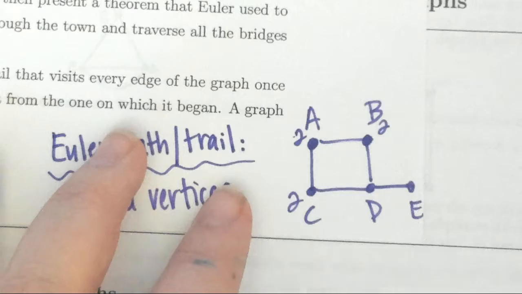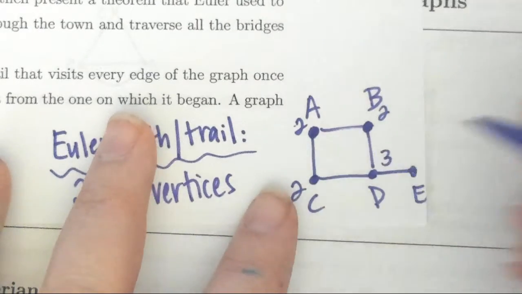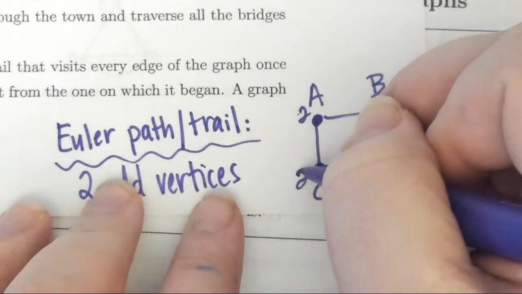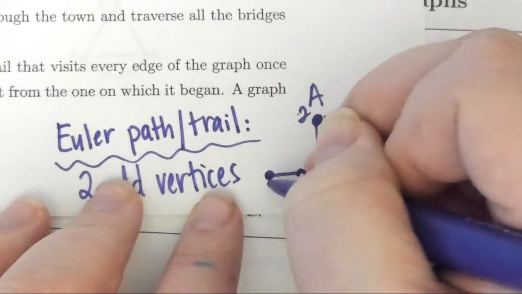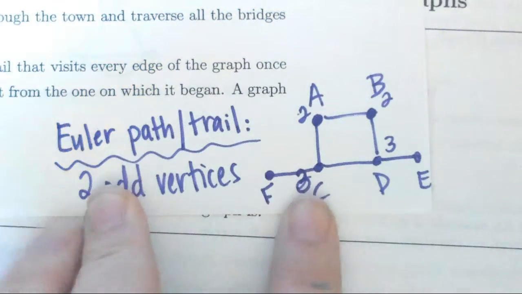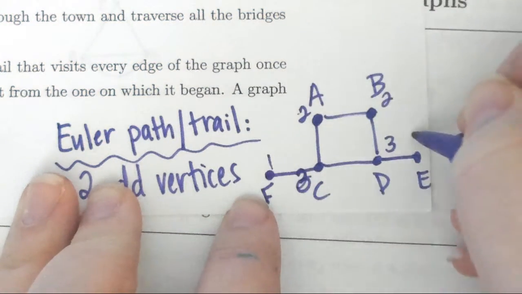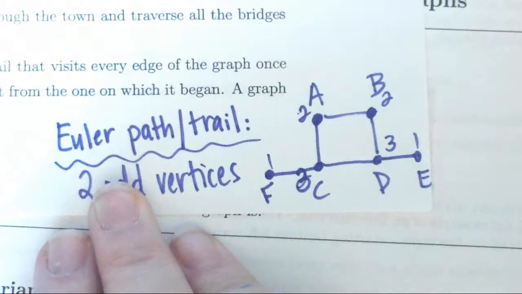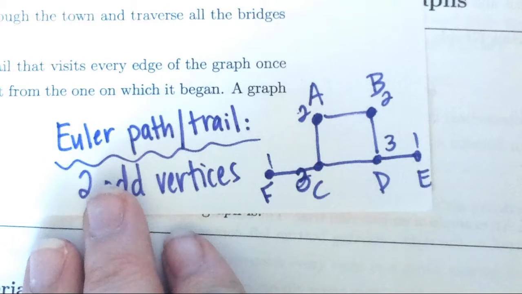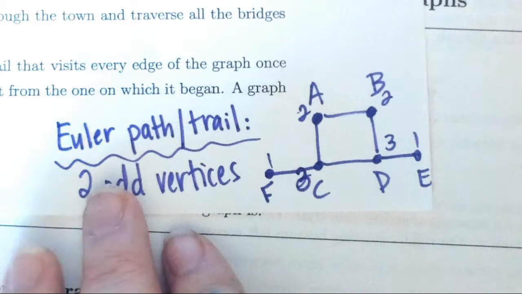Okay, you're good. D has 3. I probably need to change C. So it has 3 too. You gotta have 2 with odds. And right now I failed because I have way too many with odds. So, yeah, I could redraw this whole thing and life would be so much better. Let's just start at the beginning.